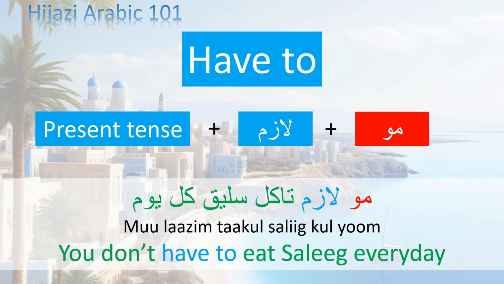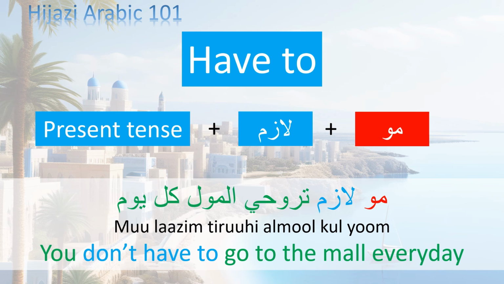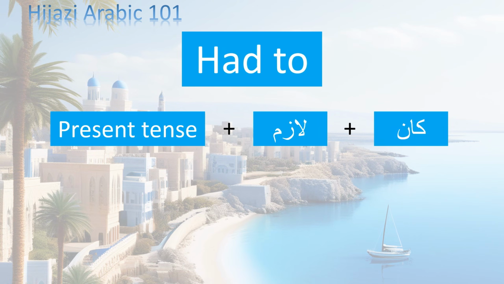As a response to that, I might say مو لازم تروحي المول كل يوم. You don't have to go to the mall every day. So مو, not. لازم, have to. تروحي is you go in the feminine. So مو لازم تروحي, you don't have to go. المول, the mall. كل يوم, every day. Anyway, let's move on to had to.